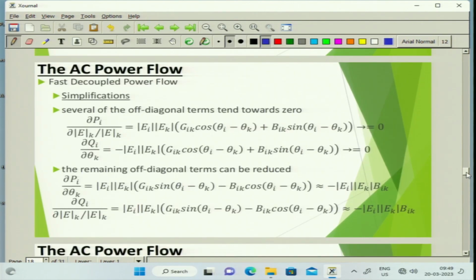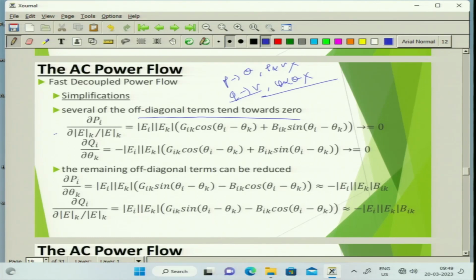So sin of the angle is 0 and cos is 1. By this simplification, several of the off-diagonal terms tend towards 0, and ultimately a relation is established between P and theta, and Q and V, and the relation between P and V is ignored and the relation between Q and theta is ignored. Decoupled means there is decoupling between active power and voltage, and between reactive power and angle. That is what we are doing here.